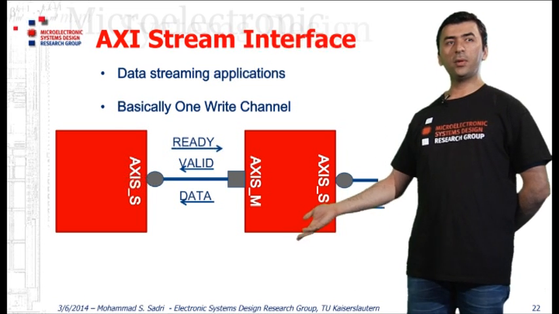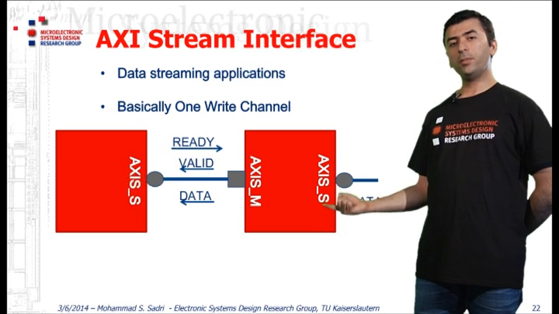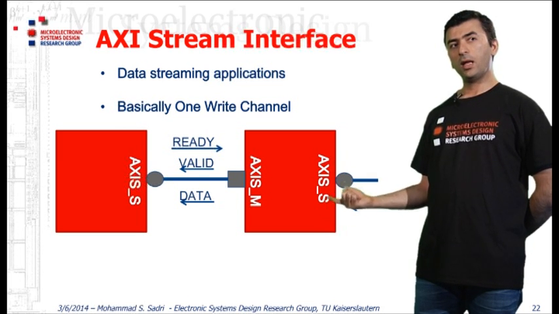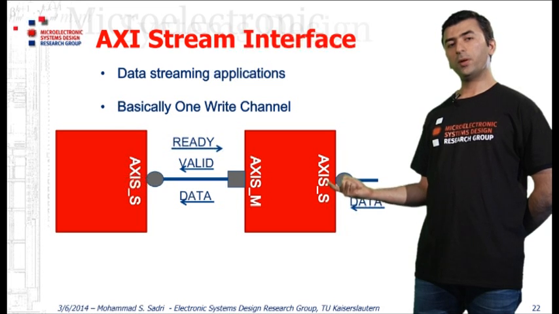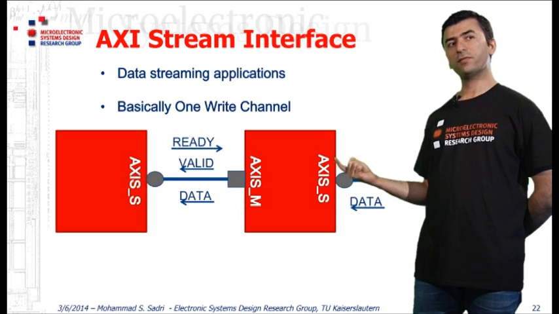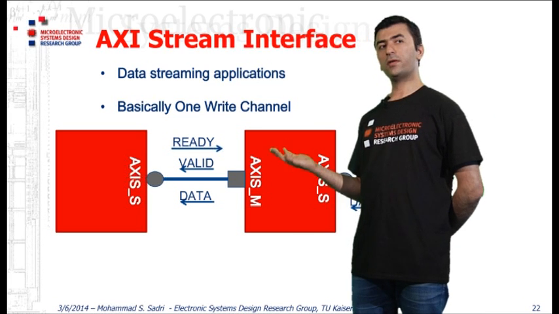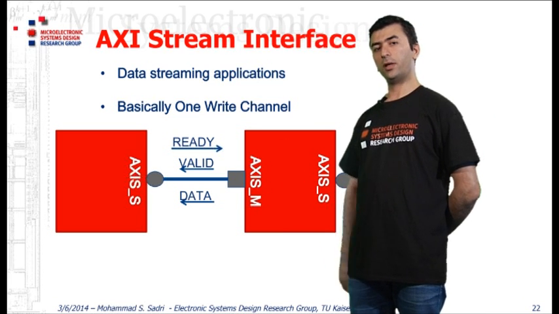Look at this naming convention. For all of the streaming components, the name of the ports usually begin with AXI S. Then if the port is a slave port, we have underline S. And if the port is a master port, we have underline M.